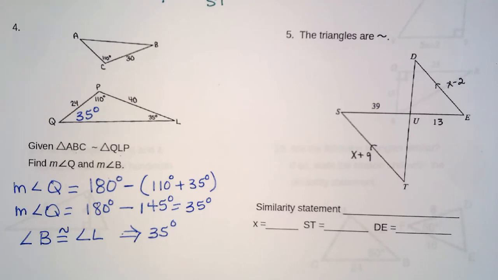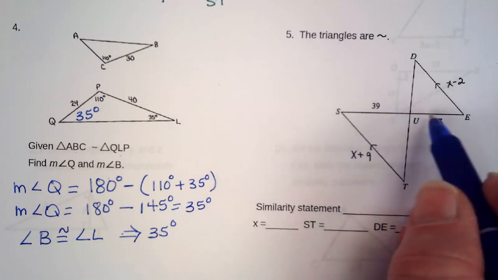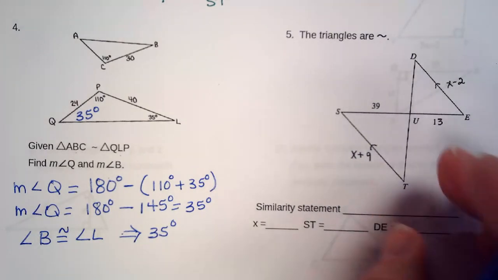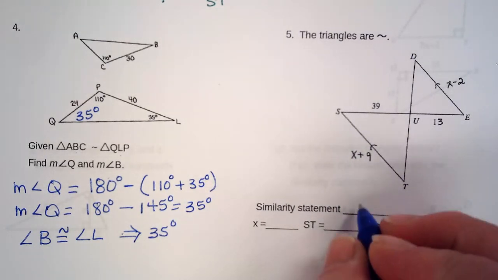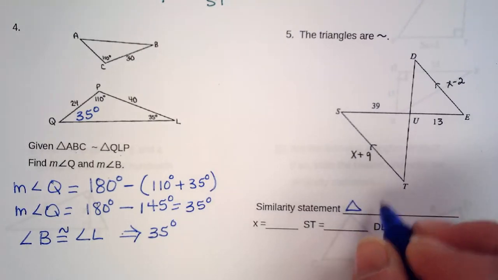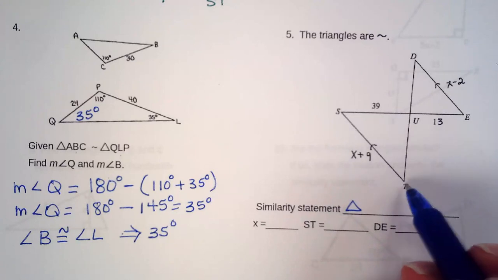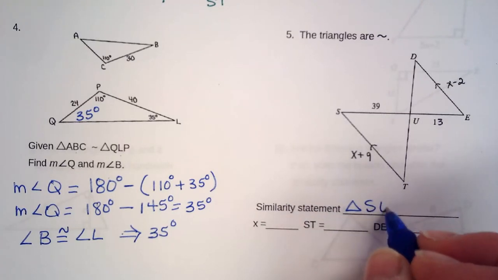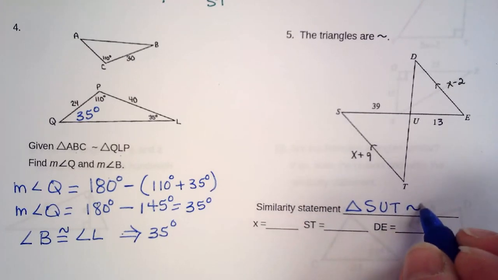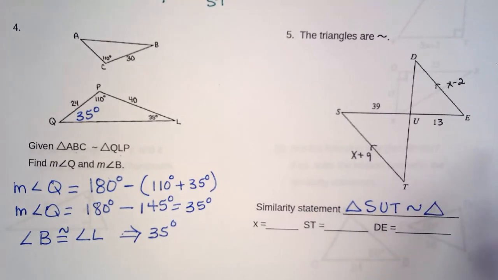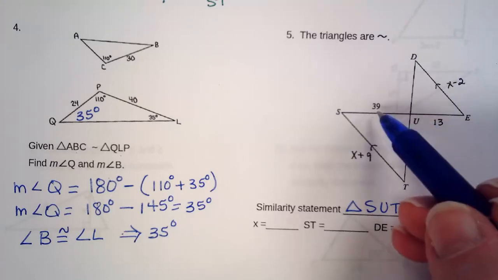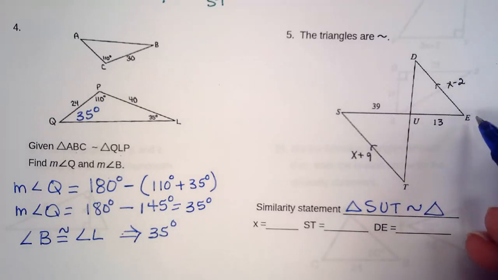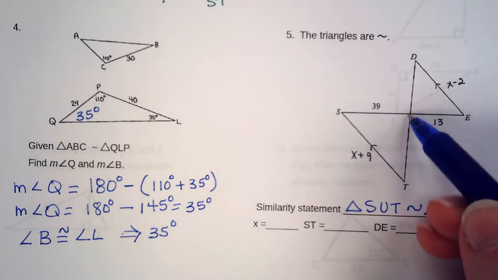Okay, for the similarity statement, we know that these will match up. So triangle SUT is similar to triangle. 39 matches 13, so it's going to be EUD.